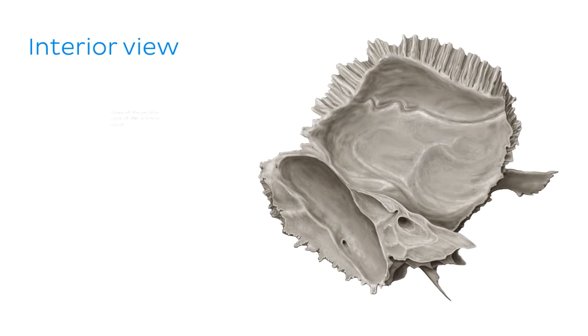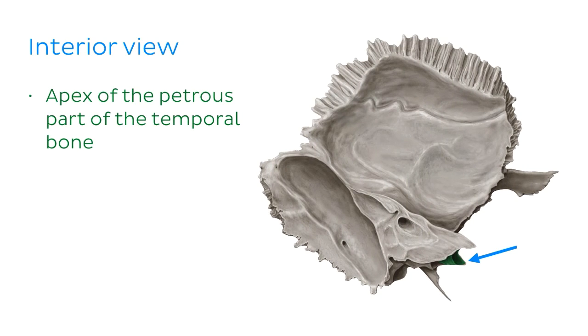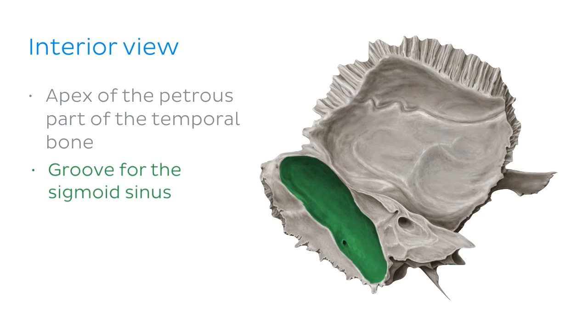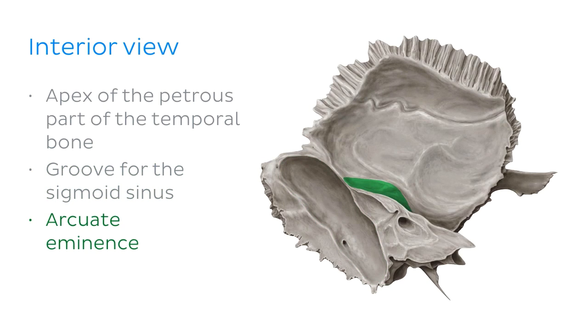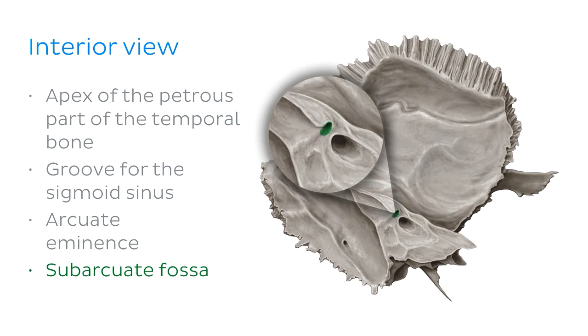From an interior view of the temporal bone, we also looked at the apex of the petrous part of the temporal bone, and this hollowed-out groove, which is known as the groove for the sigmoid sinus. Next, we looked at the arcuate eminence, which is a bony landmark for the anterior semicircular canal, and then we looked at the subarcuate fossa, the depression which we can see here.